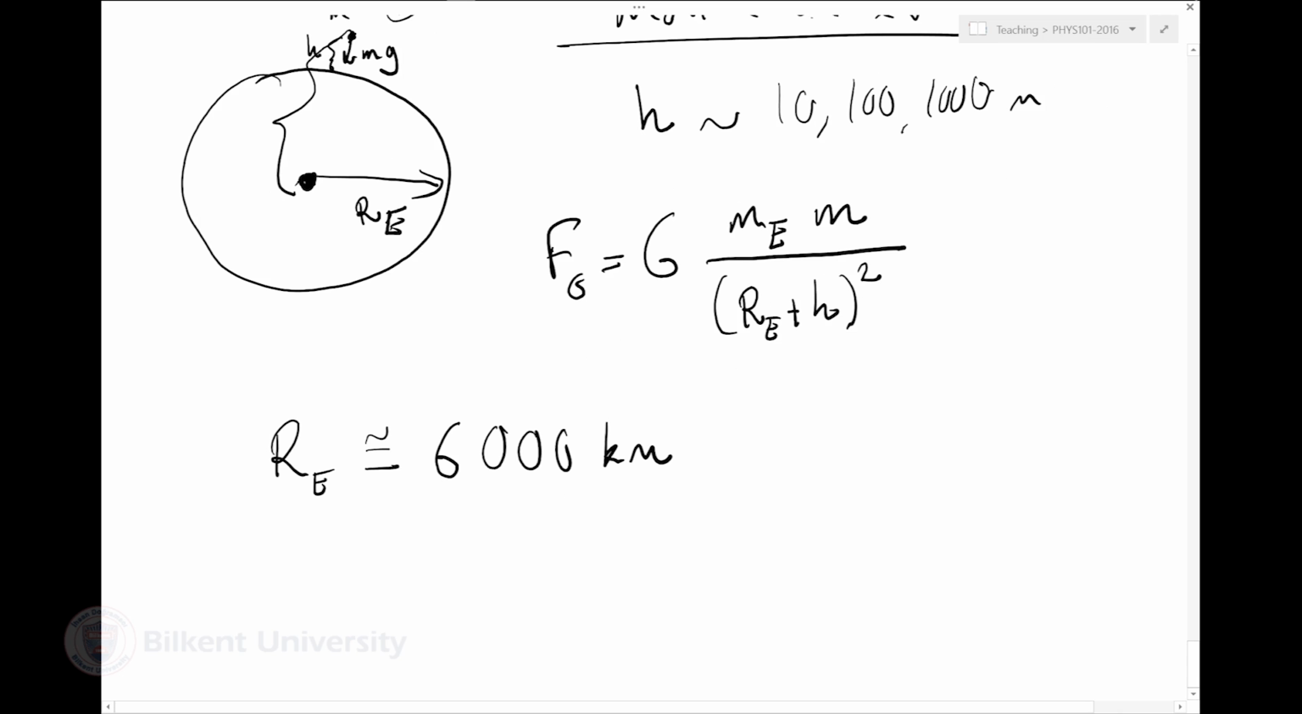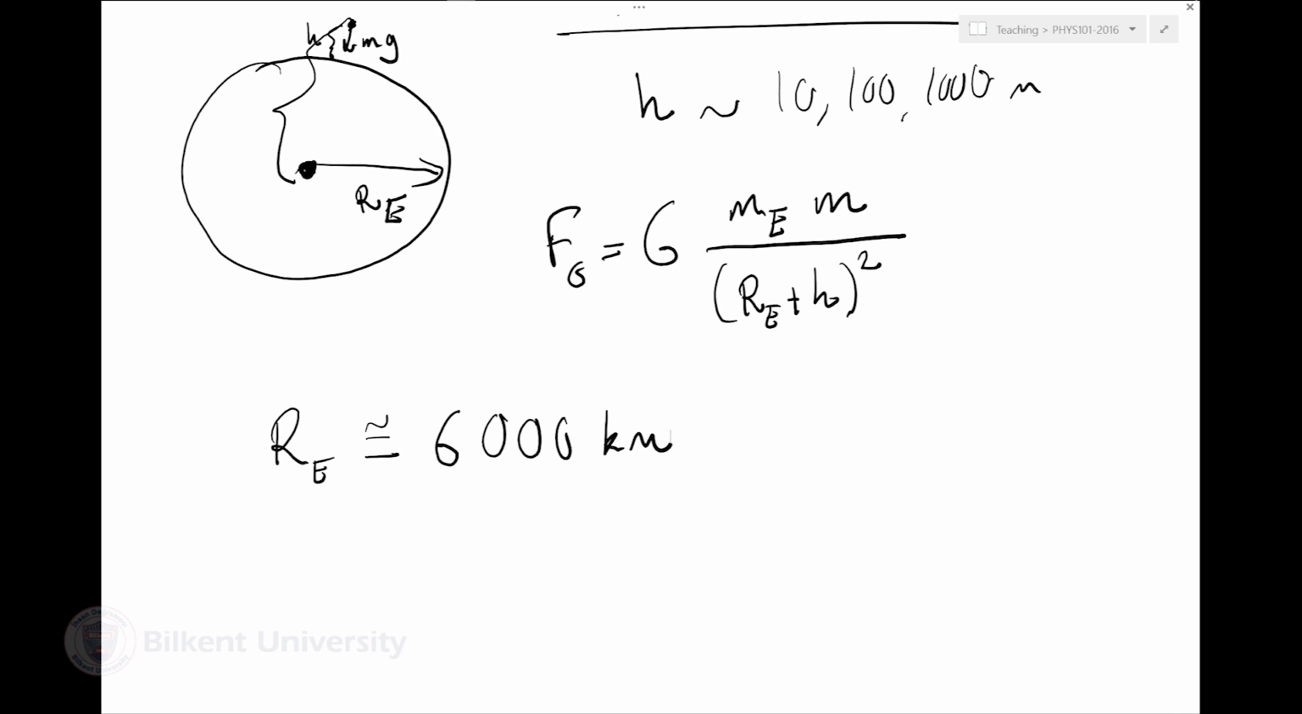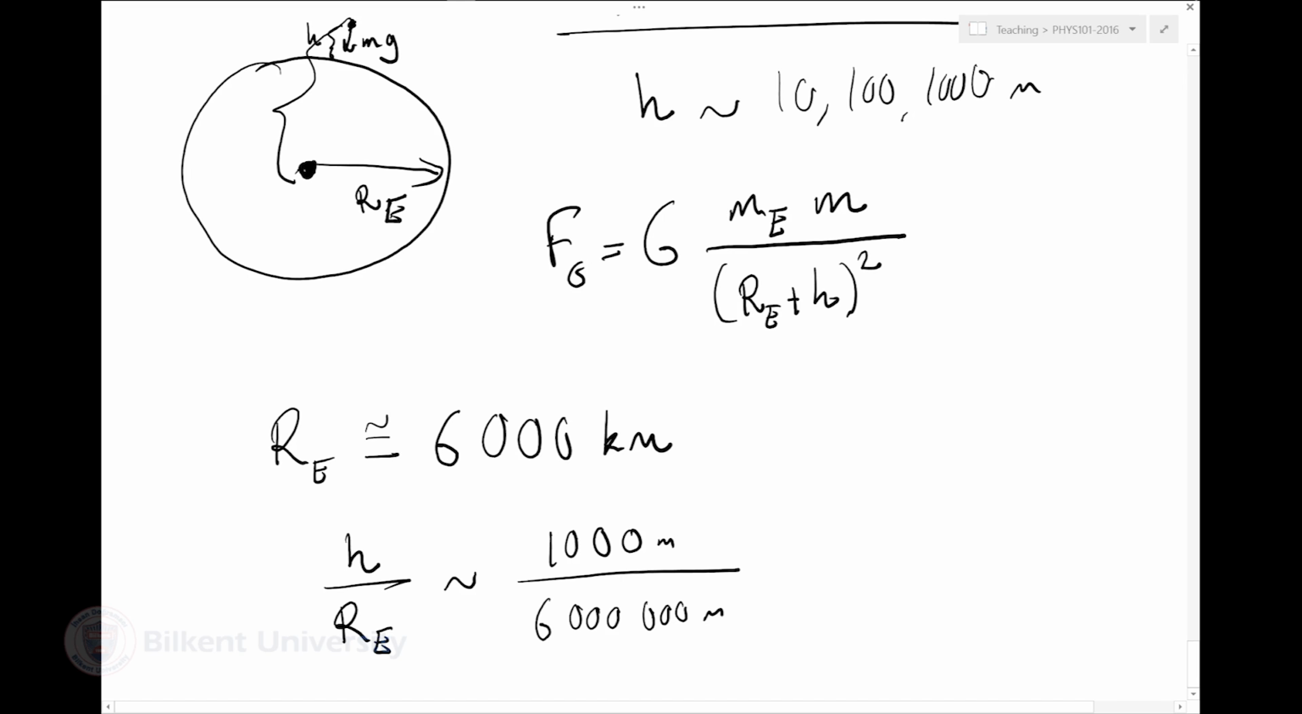Okay. So how about h and R_E? What's the ratio here? Let's say I take h to be 1,000 meters, in the worst case, I'm throwing something from a mountain. This is 1,000 meters divided by 6,000 kilometers. So this is a number of 10 to the minus 4, almost 1 over 10,000 order, right? So it's a very small number.